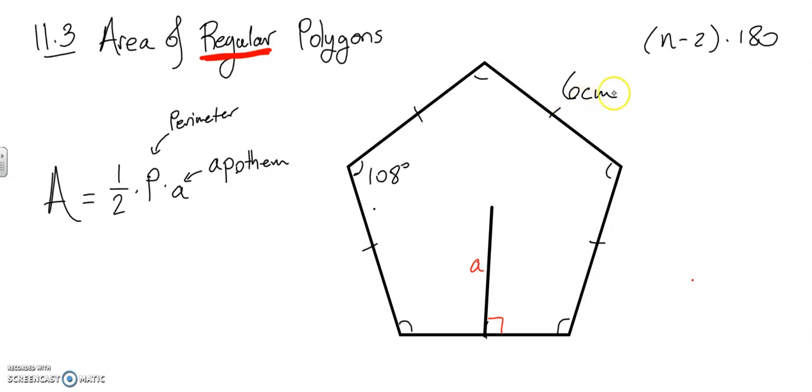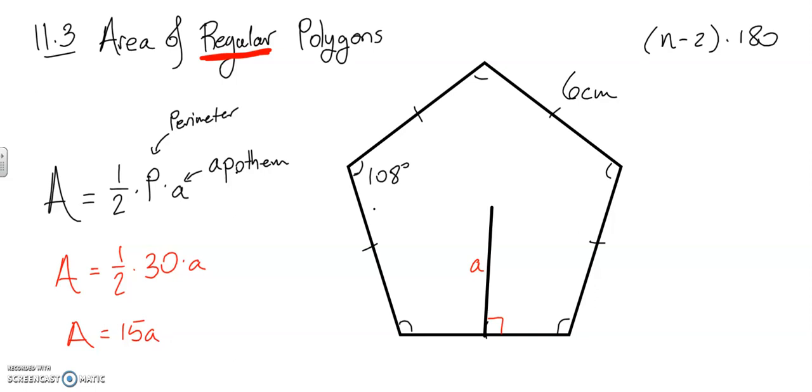Because we already know the perimeter, since the side length is 6 and it's a regular polygon, we already know that the area is going to be 1/2 times, in this case, 30 times that apothem value. Which means that the area is 15 times the apothem. So now your task is just to figure out what that apothem is, approximate it, get a nice value, and you have your area.